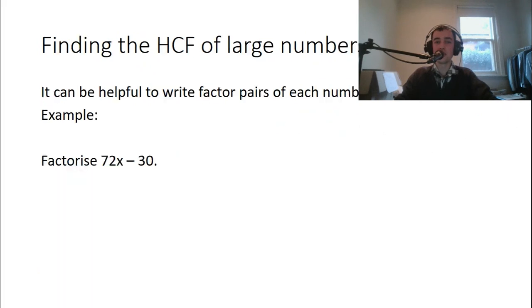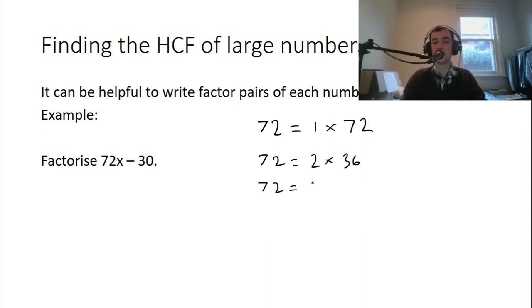Okay, I don't have much more to say, except that I just want to remind you of the factor pair thing. If you have really big numbers, like 72 and 30, and you have to find the highest common factor of these, I do recommend doing this factor pairs thing. So 72 equals 1 times 72, or 2 times 36, or 3 times 24. And if you keep doing this, you will find the highest common factor. It will take you a while, but it's one way that's very reliable that will get you the right answer.